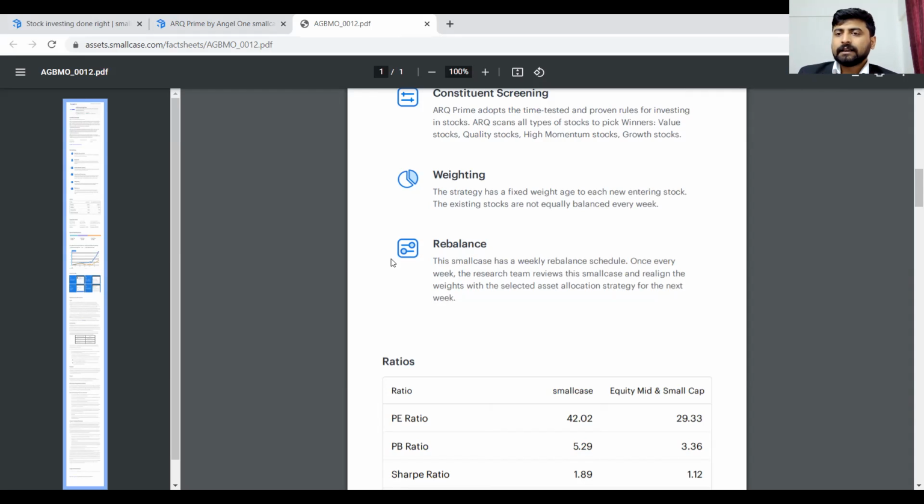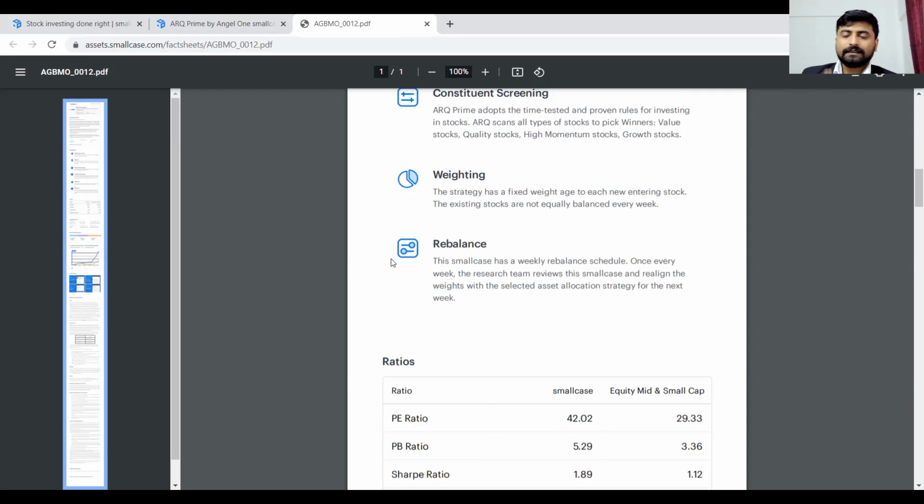So some smallcases have a review frequency of 1 month, which means that the entity, that is the smallcase manager who has created this particular smallcase, will be visiting this particular basket on a monthly basis, and they will be reviewing whether or not the portfolio is healthy. Similarly, if it has a quarterly rebalance schedule, what this means is that these managers will be reviewing these smallcase baskets on a quarterly basis. And similarly, if it has an annual basis, this means that this particular smallcase will be reviewed once in a year. So as you can see on the screen, this smallcase has a weekly rebalance schedule.